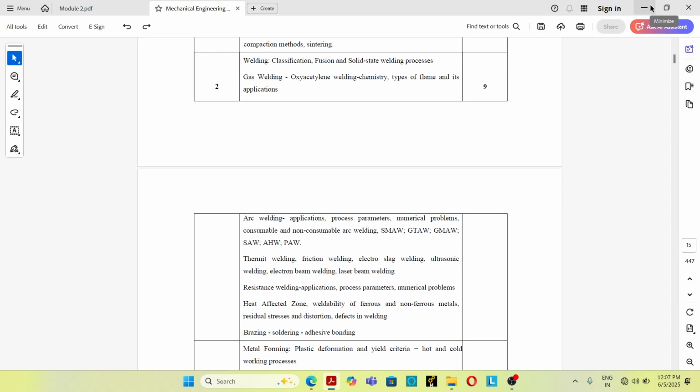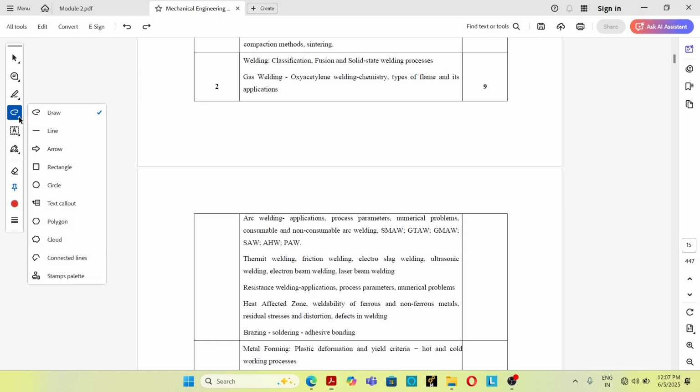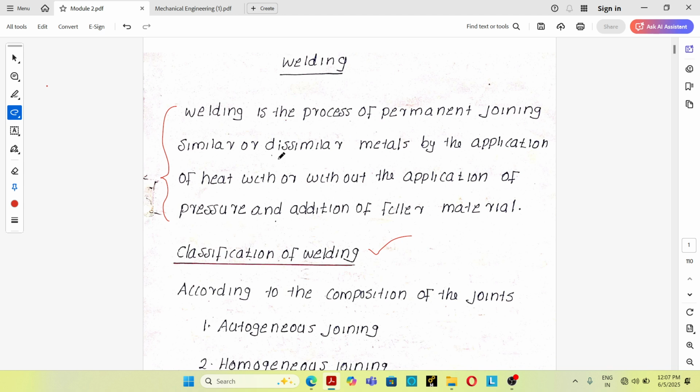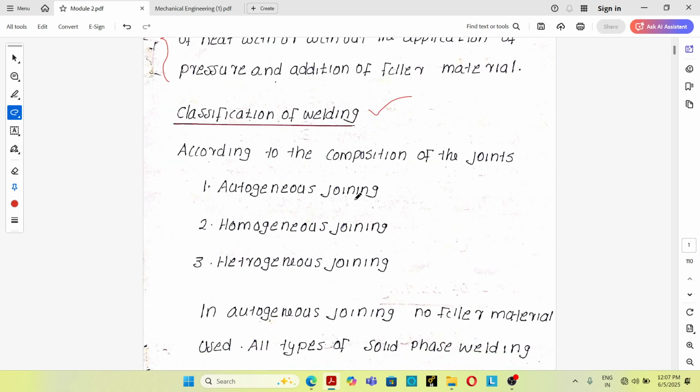This is an introduction class about Module 2. Module 2 completely deals with welding operations. First, classification of welding, fusion and solid state welding process. So first of all, understand the basic concept of welding, classification of joining process. Joining processes are basically classified into autogeneous joining, homogeneous joining and heterogeneous joining process.